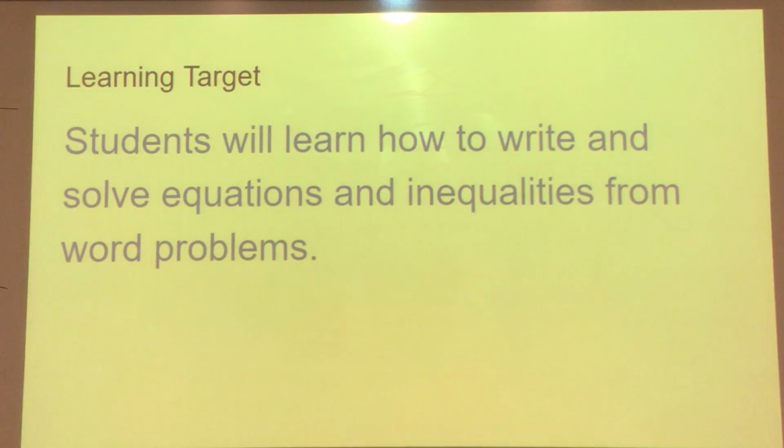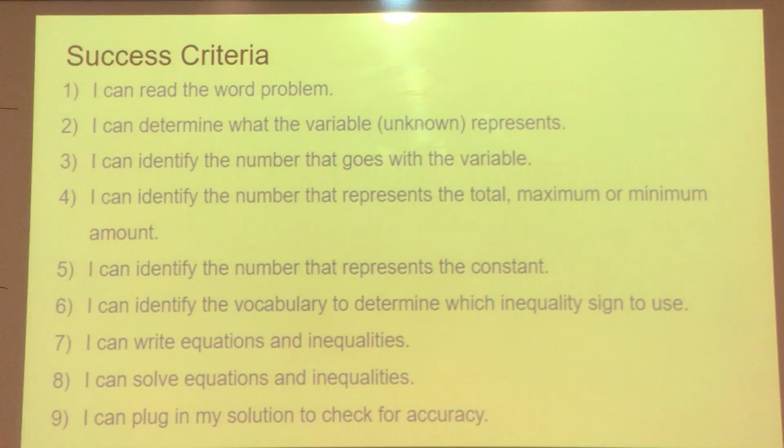We're going to go ahead and jump into the learning target. Today's learning target reads as such: students will learn how to write and solve equations and inequalities from word problems. And the success criteria is listed here. We need to be able to do a few things to reach our learning target. We need to be able to read the word problem. We need to be able to determine what the variable or the unknown represents. That's going to be a very critical part of today's lesson.